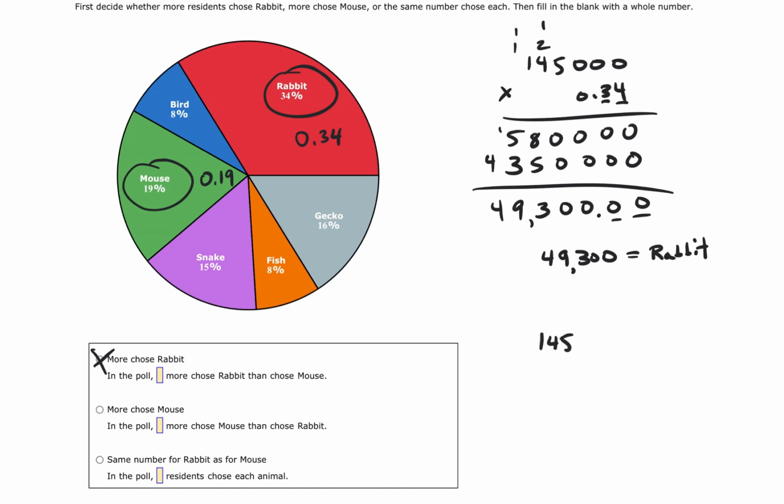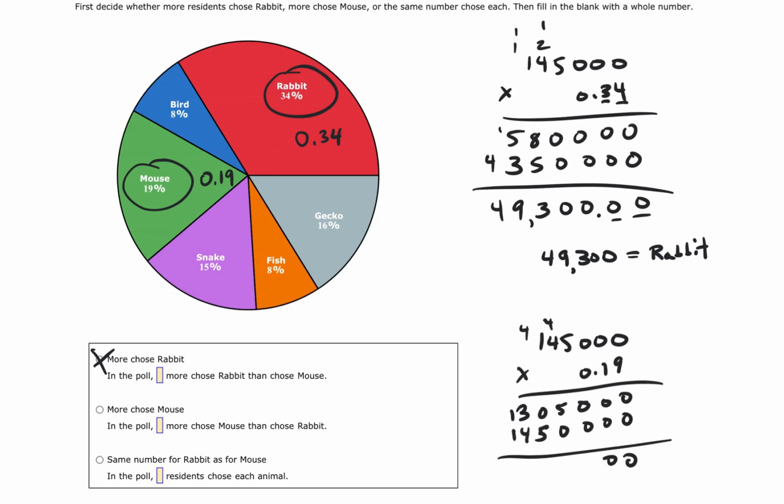Next, we need to do the same thing, but for mouse. So 3 zeros, 45, 36 and 4 is 40, 9 and 4 is 13, and then 3 more zeros, 5, 4, 1, 5, 4, 1. Add everything up. There's a 5 right there, 7 and 2, and then 2 digits after the decimal point again. So we have 27,550 was mouse.